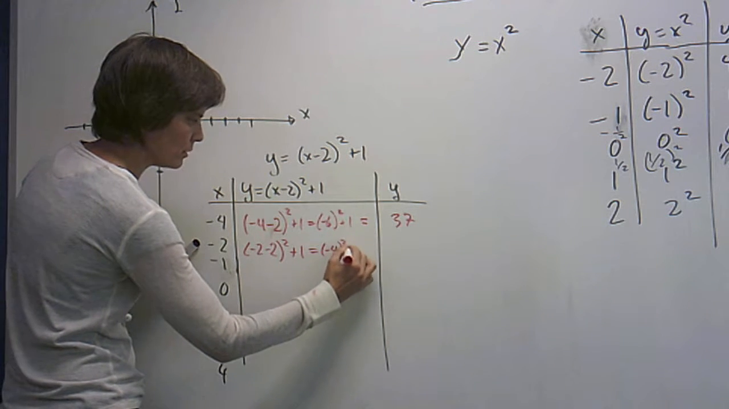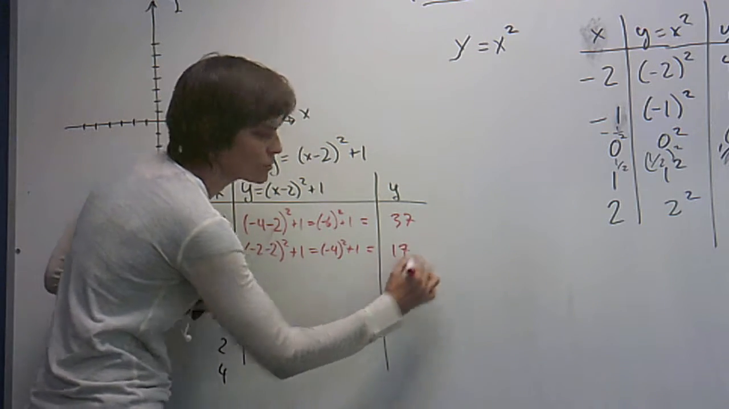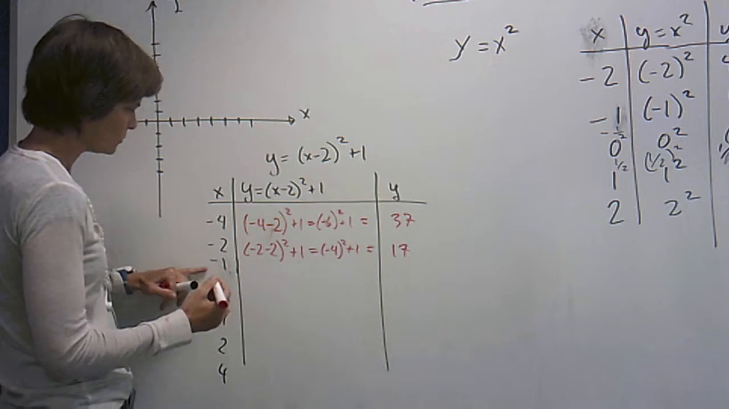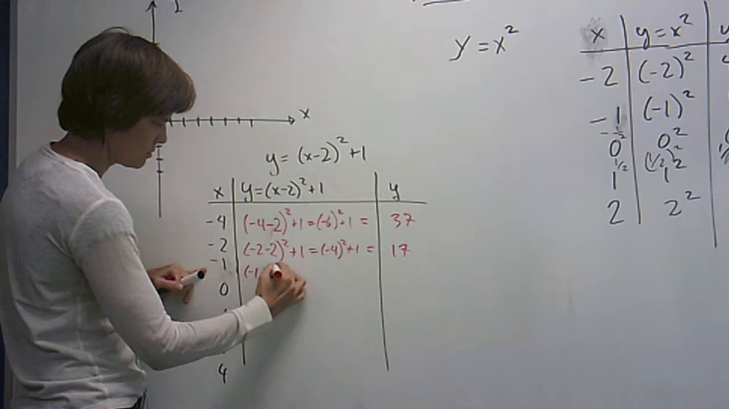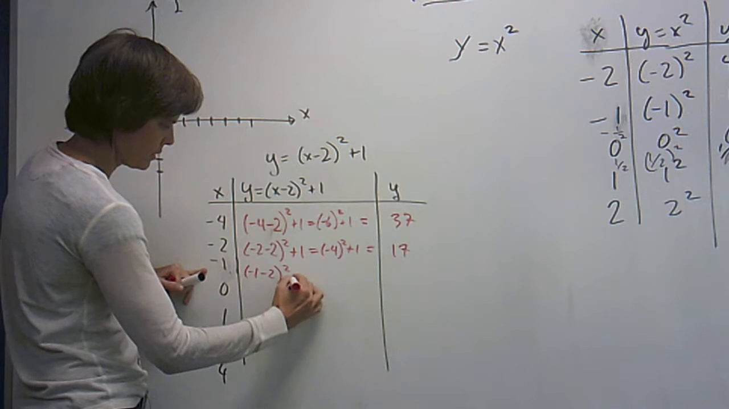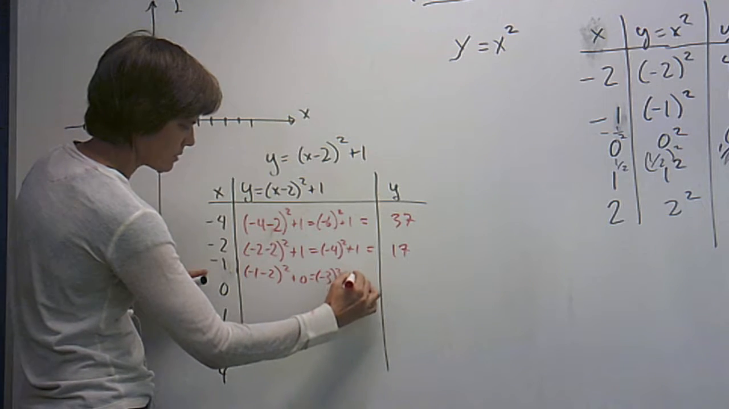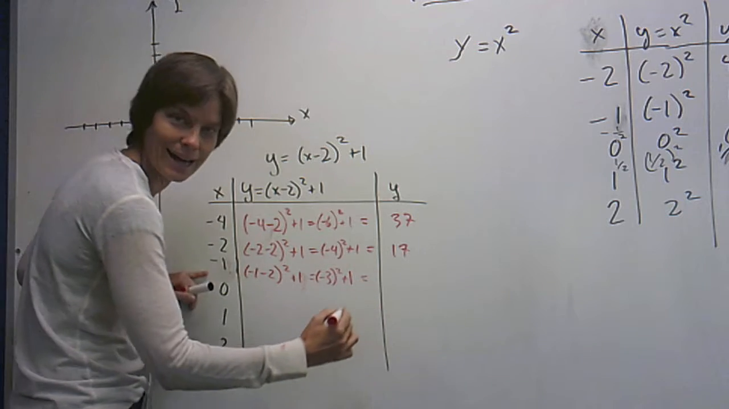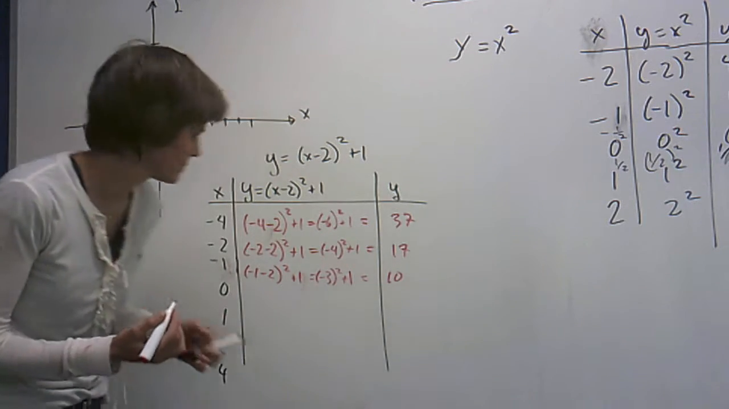-4 squared plus 1, which is 16, plus 1 is 17. I also don't want to plot that high, but we'll see what happens. -1 minus 2 squared plus 0 equals -3 squared plus 1, and that is 9, plus 1 is 10. I also don't want to have to plot that, but we'll see.